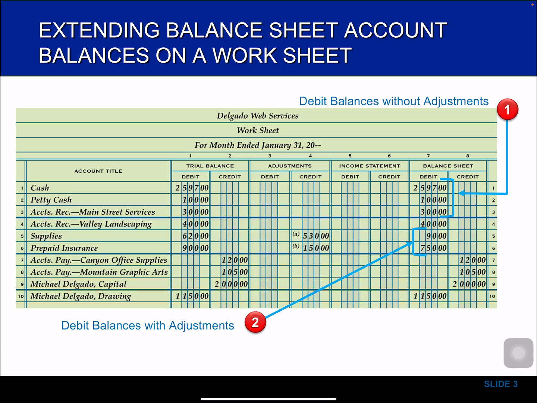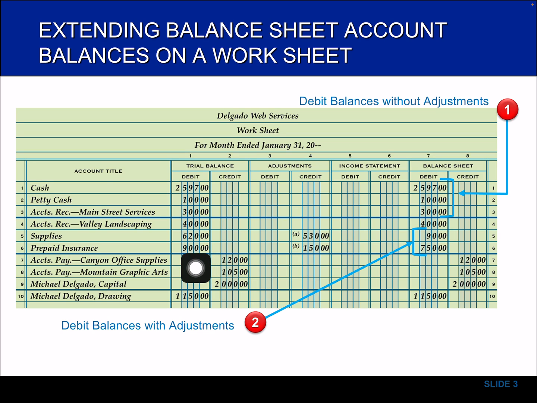Then we have debit balances with adjustments. Okay, so what balance are we going to use here? We have a $620 supply debit. We have a $530 supply credit. So therefore we have to subtract. Our new balance is $90 and it is a debit.